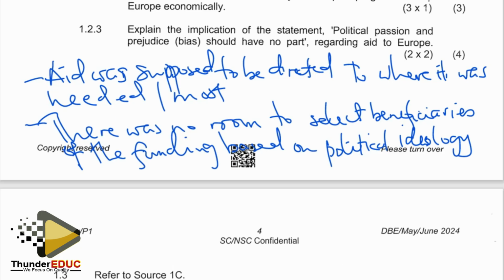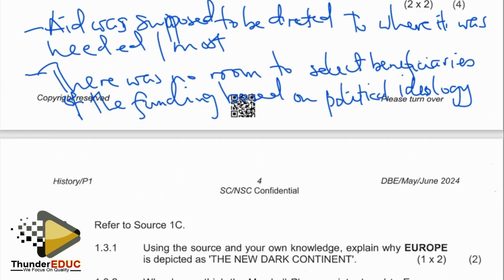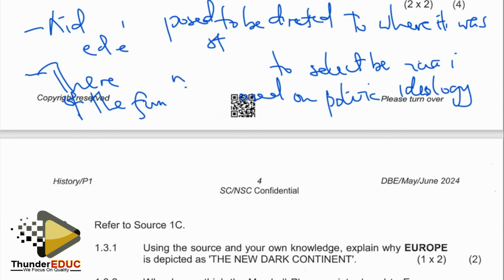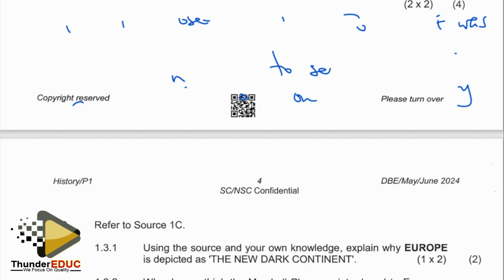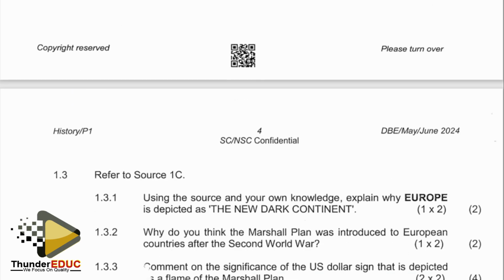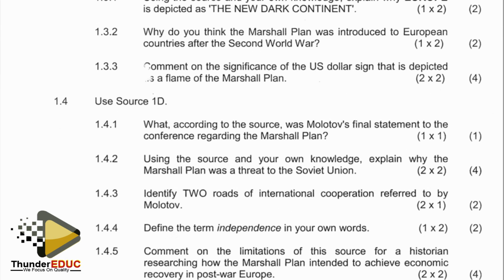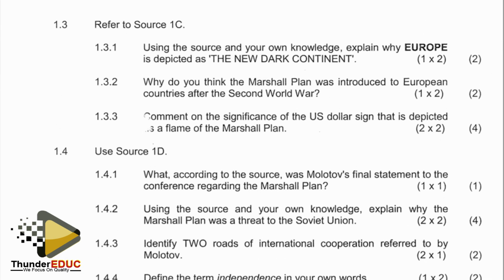Right, we move on to the next question. The next question is question number 1.31, which is based on source 1C. We need to analyze source 1C and check what the source is providing for us as information to the question that we have in hand. Refer to source 1C.